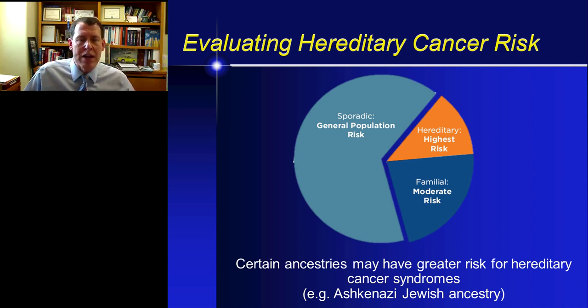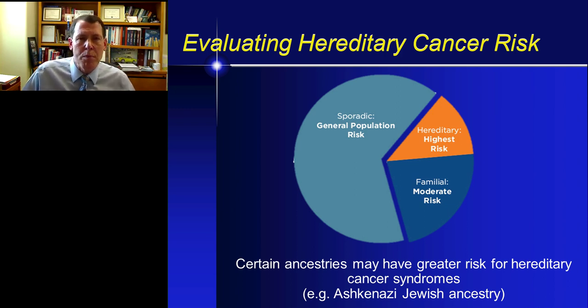On the other hand, there are patients who report a family history of cancer, and that may or may not increase their risk of cancer and may or may not increase their risk of harboring a hereditary mutation that leads to increased cancer. And then we have the true hereditary cancer, and certain ancestries, such as the Ashkenazi Jewish ancestry, may be at increased risk of harboring hereditary cancer risk.